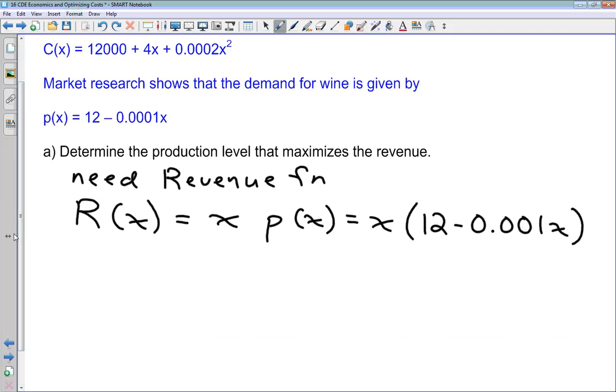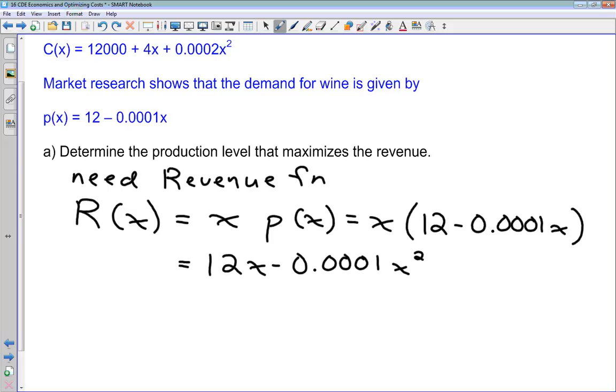And we can just simplify this a little bit by expanding to get 12x minus 0.0001 x squared. I'm missing a 0. I should have 3 zeros, and I only have 2 zeros. So I'm missing a 0 here. 1, 2, 3, 1. And I'm missing a 0 here. 1, 2, 3, and 1 x squared. Better? Thank you.